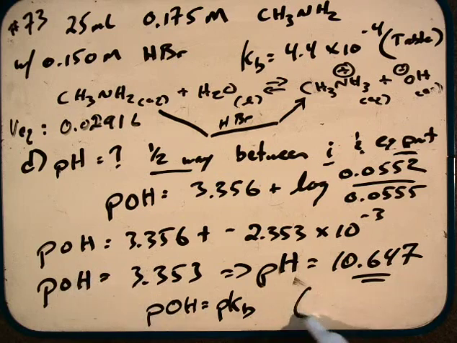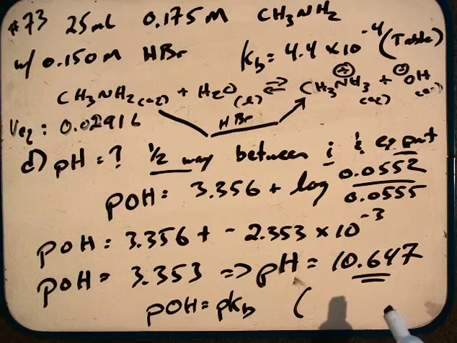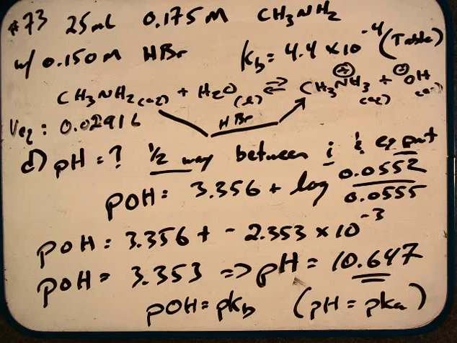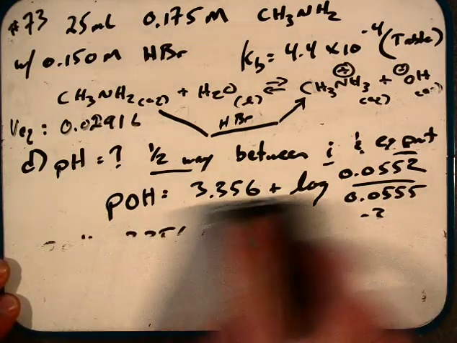If we were to do a different type of question and we're looking at maybe a weak acid in the titration, we would have the same effect, but now you would have something that would look like that. Our pH would be equal to our pKa. But since we're talking about the titration of base, that's why it's this relationship. So that's part D. Again, a special point halfway between the initial and the equivalence point.